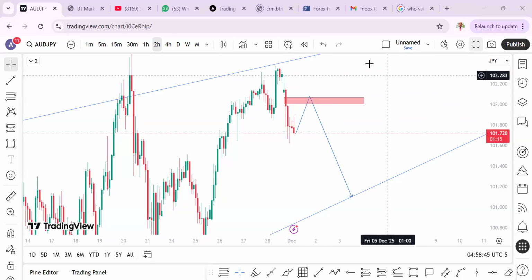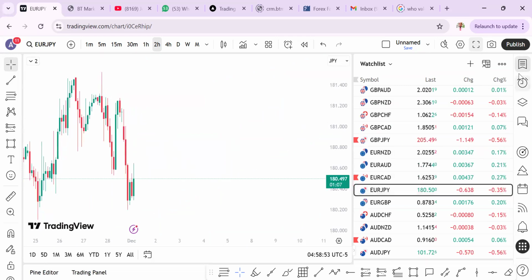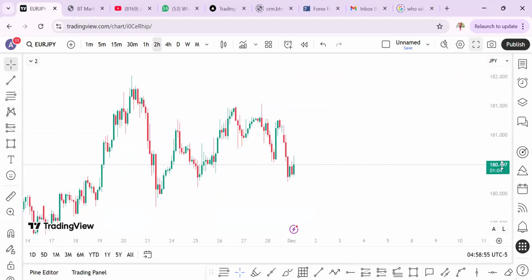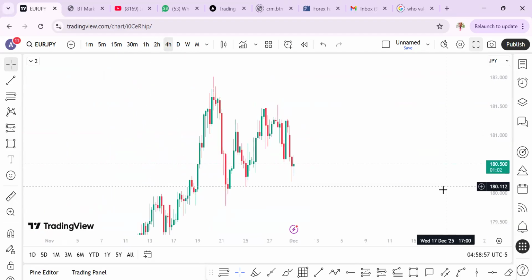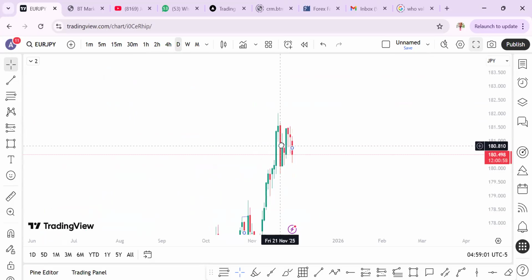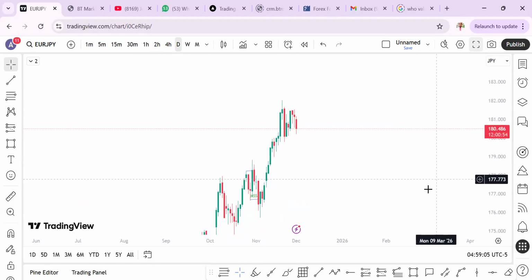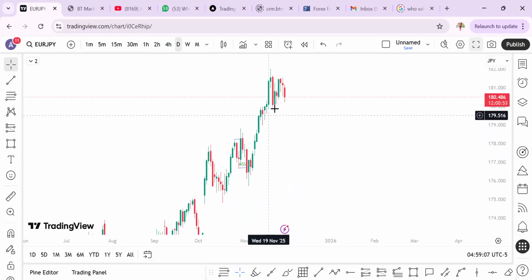EJ, don't trade too much JPY. Only take one that is good. Don't take too many JPY pairs. Take one out of all that is good. Like this one now is still more bullish.